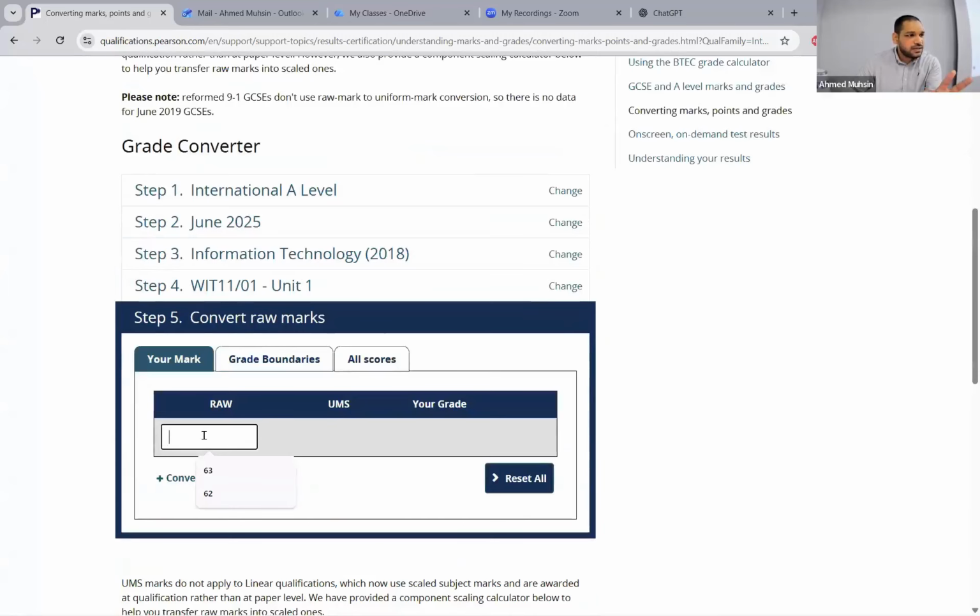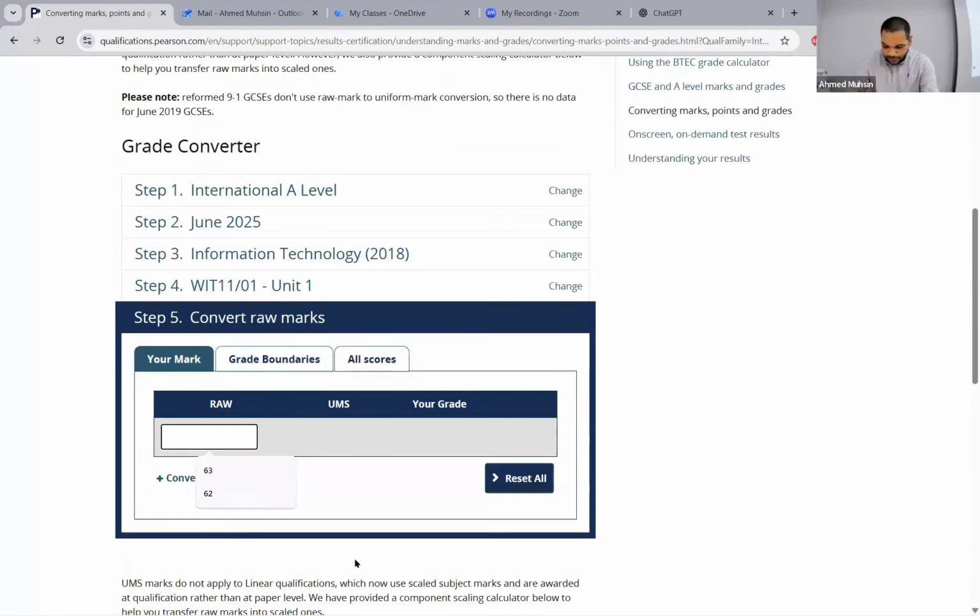How can you score 88? Your UMS was 88. If I know the UMS, how do I go back to the raw mark? We'll just keep trying different values until we get there.